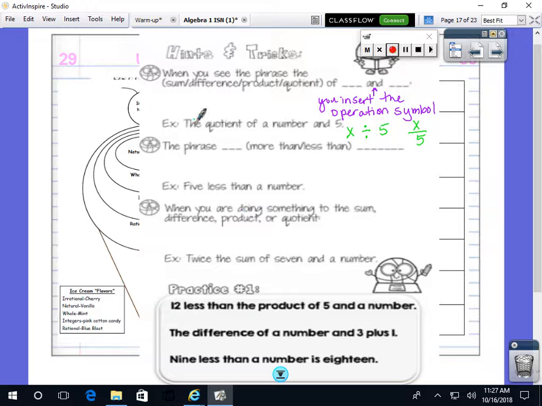Okay, hint number 2. The phrase something more than something or something less than something means it will always go at the end. And that will make more sense once I show you an example. Okay, and this is one that every year students have a problem with, so make sure you're paying attention.